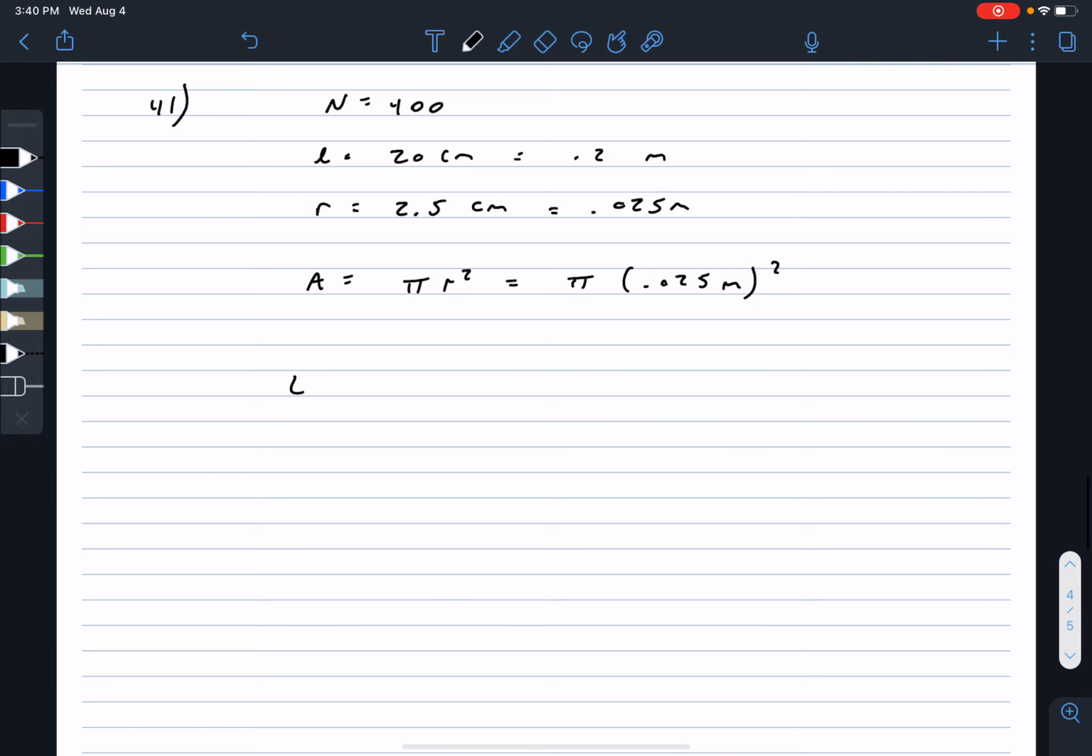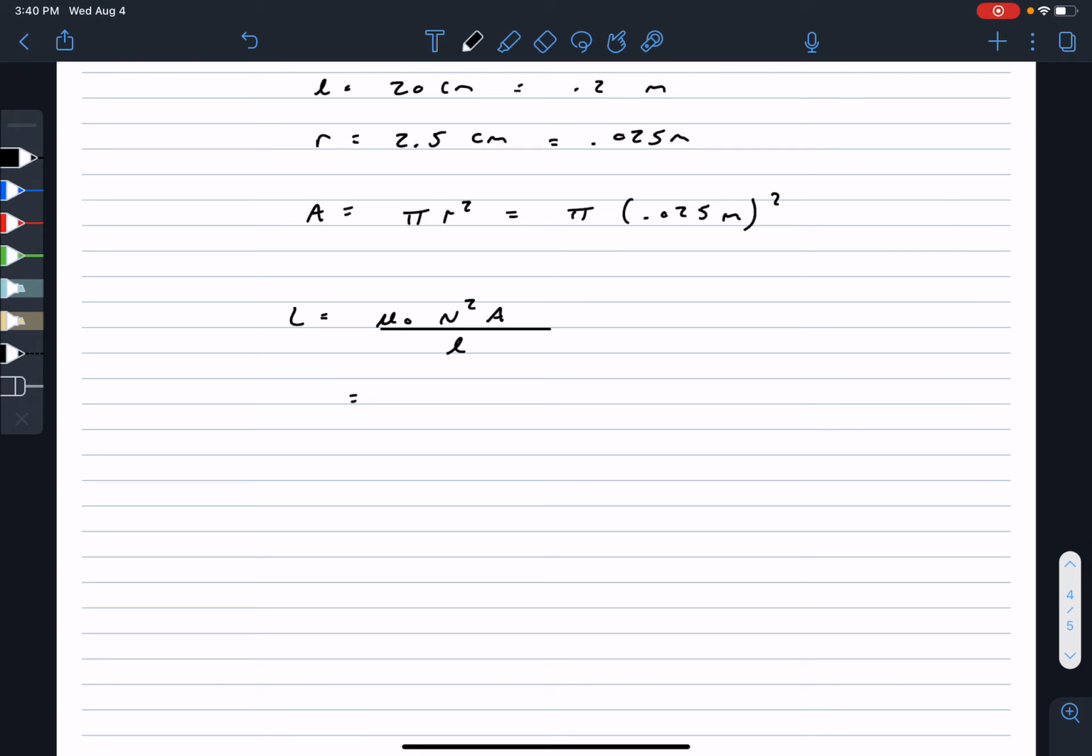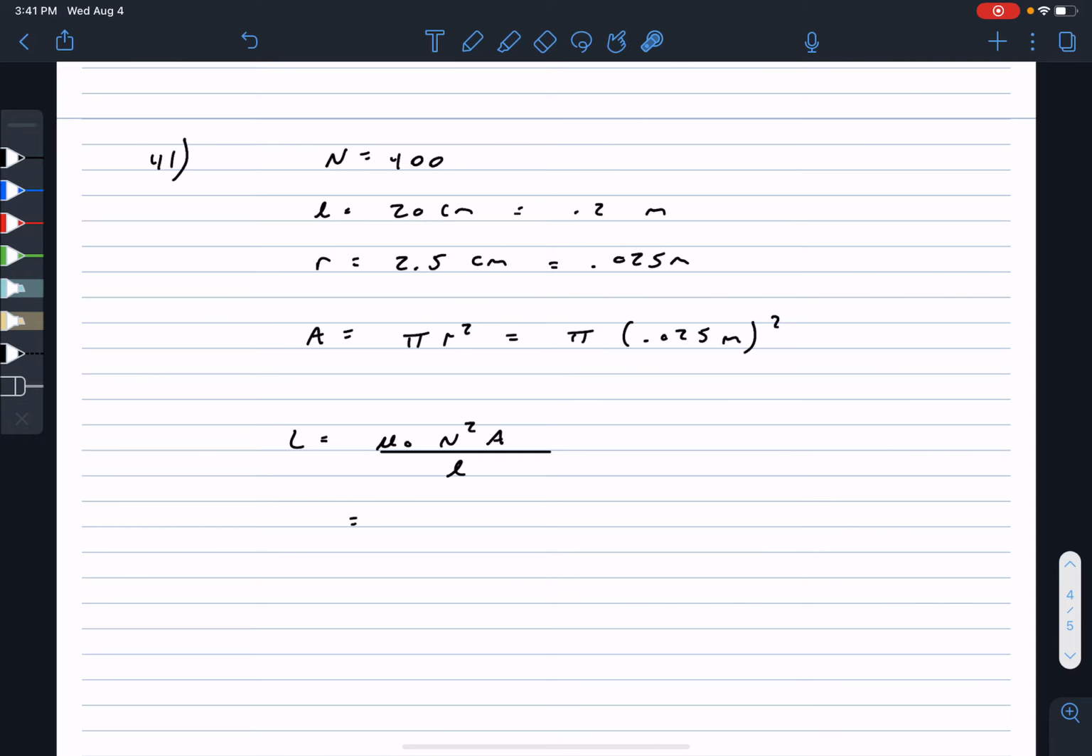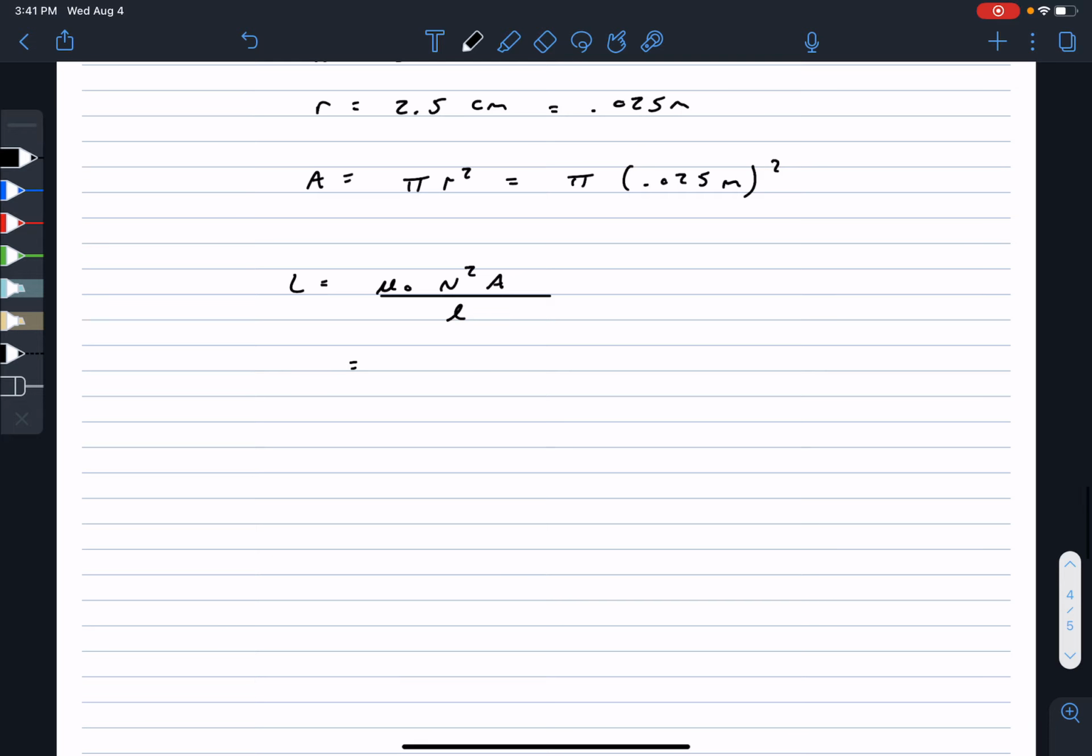And recall that our inductance is the mu naught times number of turns squared times cross-sectional area over the length of the solenoid. Okay, so if we plug all these values in, right, we just plug these into the formula, then we should get a value of 1.97 millihenries.